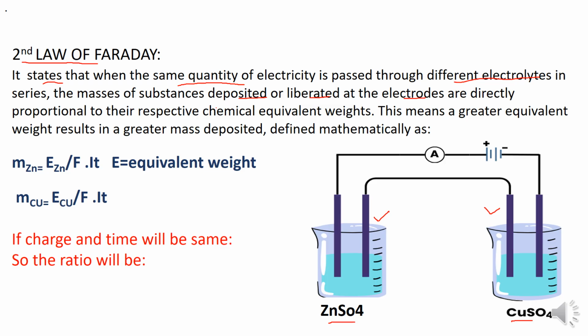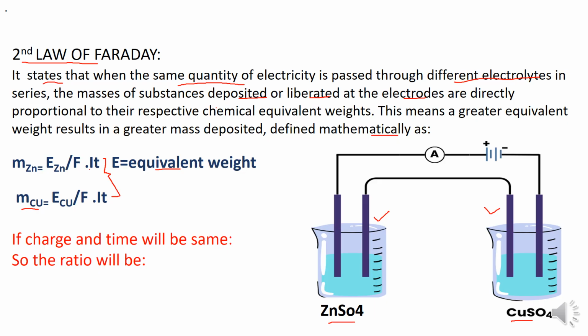Understand it. Defined mathematically as M Zn is equal to E Zn divided by F times I T. E denotes the equivalent weight. We all know F is Faraday, I is current, T is time. For copper sulfate, we can write M Cu is equal to E Cu divided by F times I T. We write this equation for both zinc sulfate solution and copper sulfate solution.